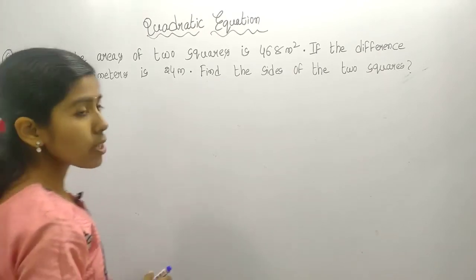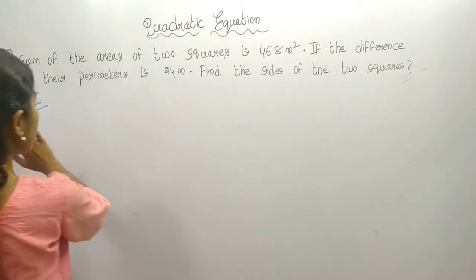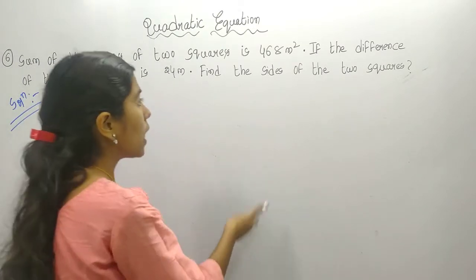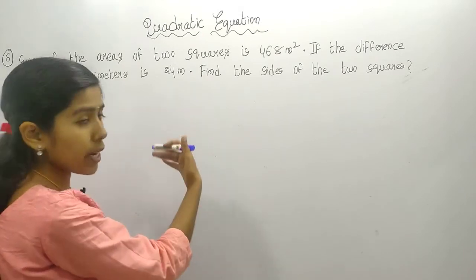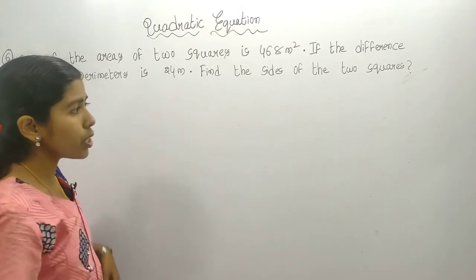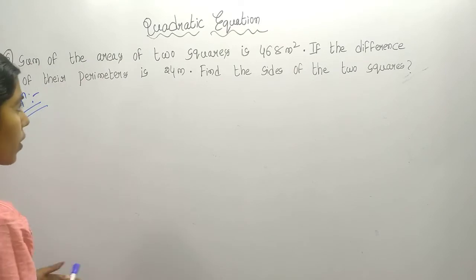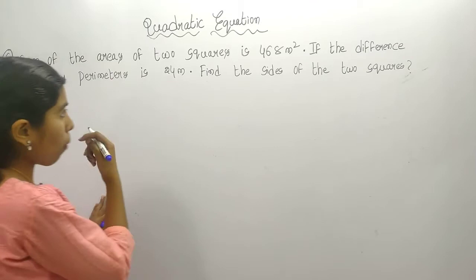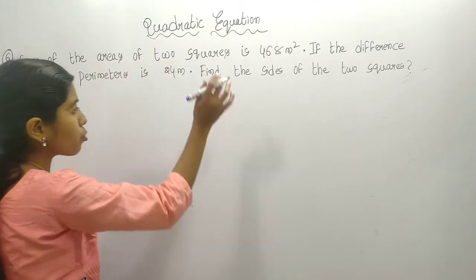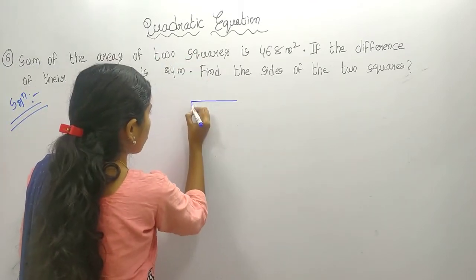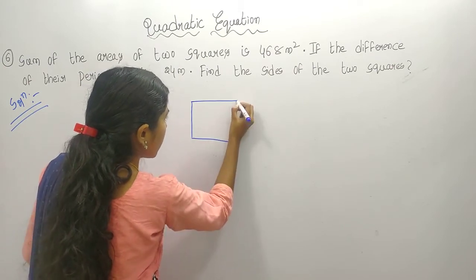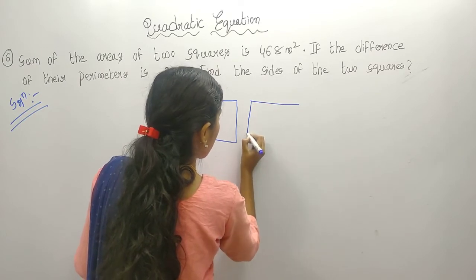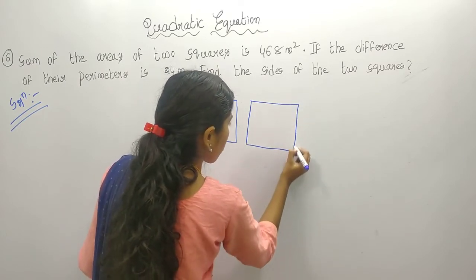So this is the next question. You see here it's given: the sum of the areas of two squares is 468 meter square. If the difference of their perimeters is 24 meter, find the sides of the two squares. You know already the area of a square is side square, right? So let two squares be there. This is one square, this is another square.